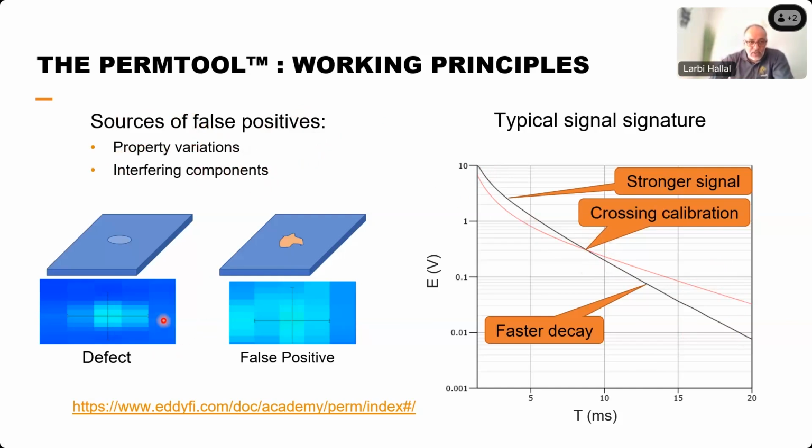Okay, so the difference between a defect right here, an isolated defect surrounded by nominal wall thickness, and here something that looks like a defect, but in fact, when we look further on the PermTool, we will identify it as a false positive. Again, for those who will have the copy of the presentation, click on that link, it will take you directly on our website to the e-learning dedicated to the PermTool.